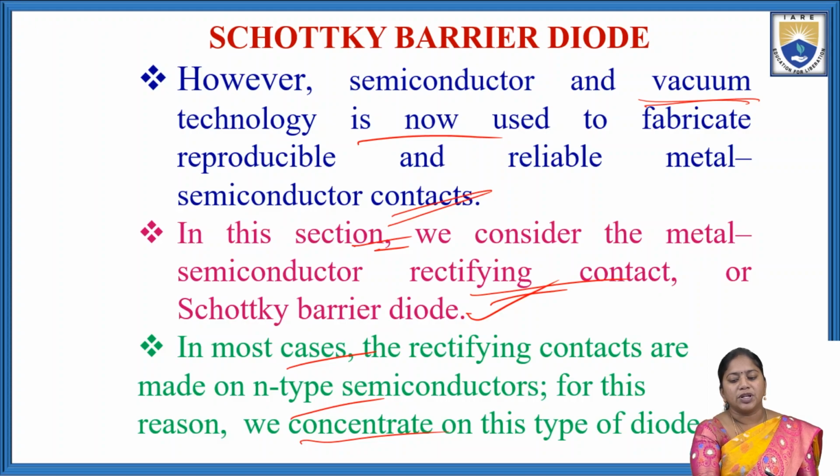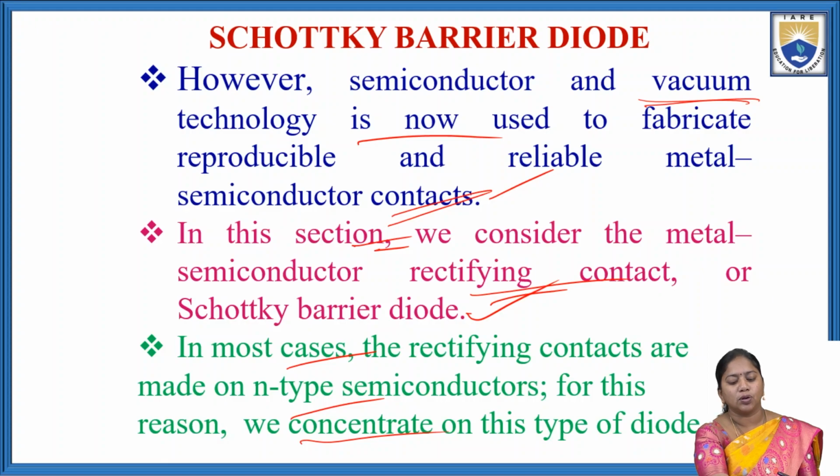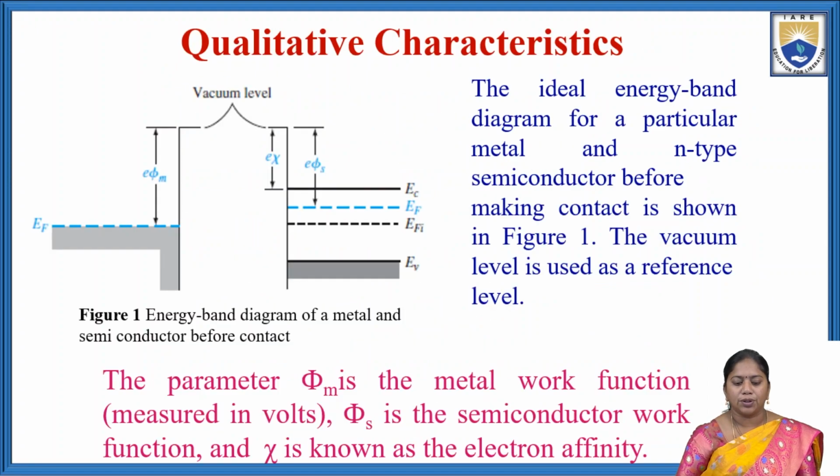Semiconductor and vacuum technology is used to fabricate reproducible and reliable metal semiconductor Schottky contacts. In this section, we mainly consider the metal semiconductor rectifying contacts, which in most cases use N-type semiconductors. For this reason, we concentrate on this type of diode.